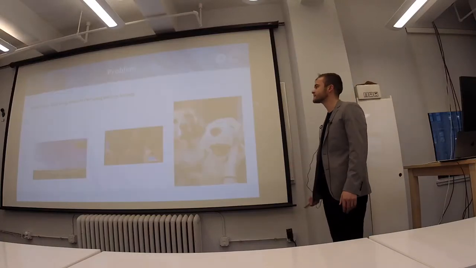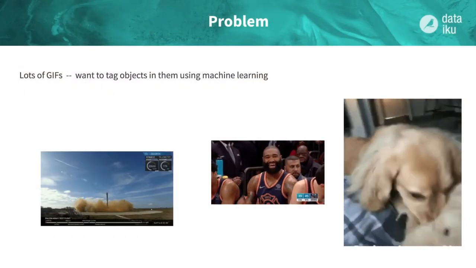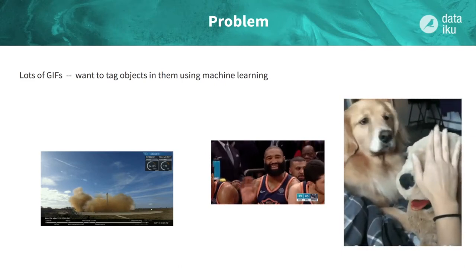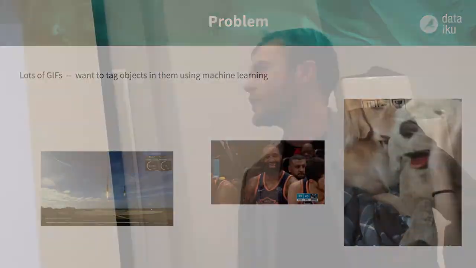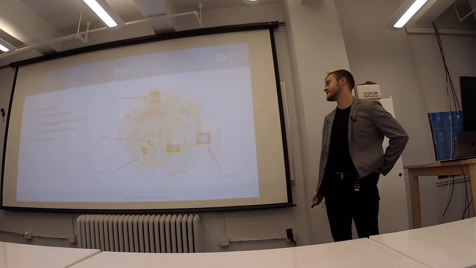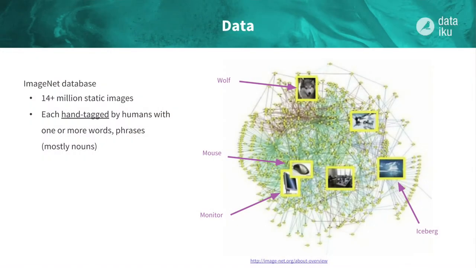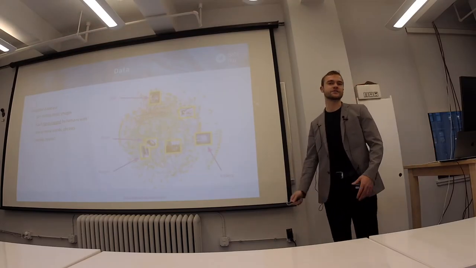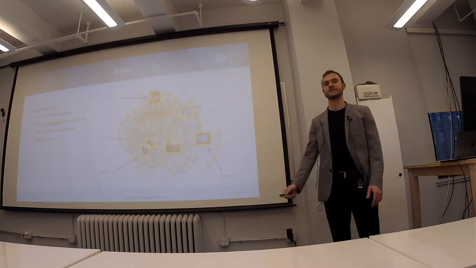Okay, so what is the problem that I'm going to talk to you about today? We have a lot of different GIFs out there on the web, and we want to tag them. We want to figure out what's in them, what's going on. What do we have by way of data? We have this one data set called the ImageNet database. This has 14 million static images, along with a bunch of tags associated with each image. These were hand-tagged by humans at ImageNet. And this is widely considered one of the most popular image classification repositories out there on the web. There are some others, but I chose to use ImageNet for this particular problem.